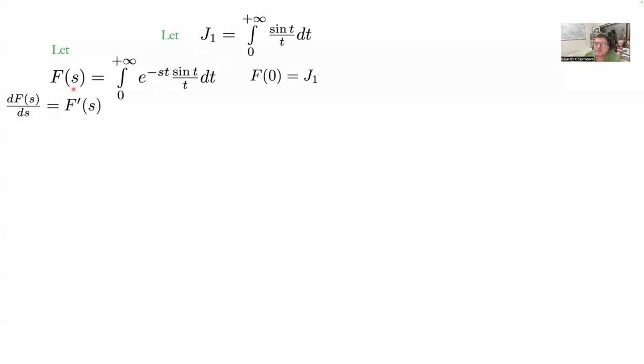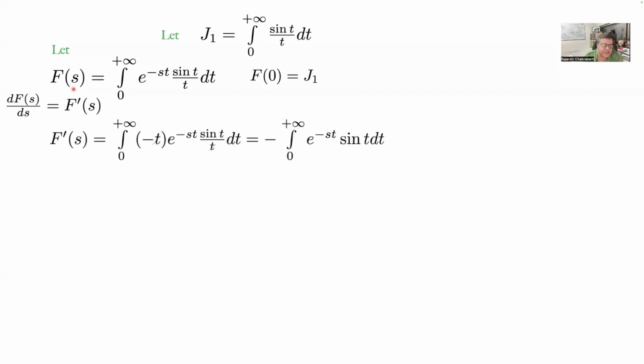Take a derivative of this function f with respect to s, which I'm calling f prime s, is going to be like this, because the integration is from 0 to infinity. So the differentiation will go inside the integral. And if you differentiate exponential of minus st with respect to s, this minus t will come down. So this t and this t will cancel. You'll pick one minus sign. So you're getting minus of integral 0 to infinity of exponential of minus st times sine t, as shown here.